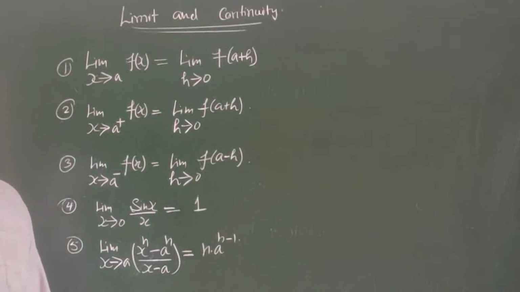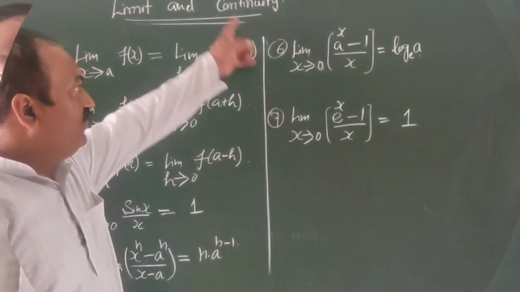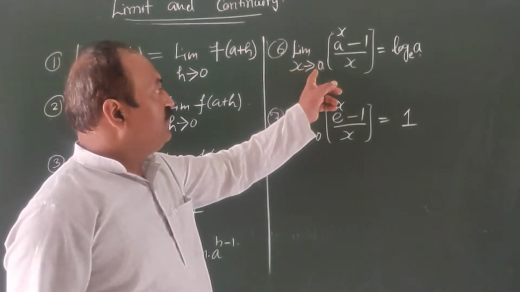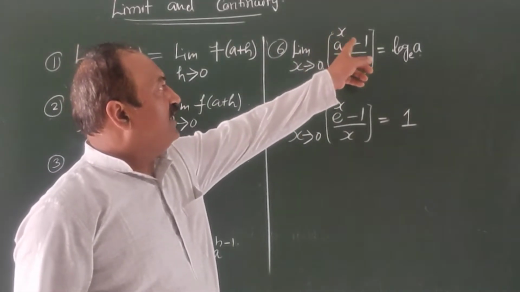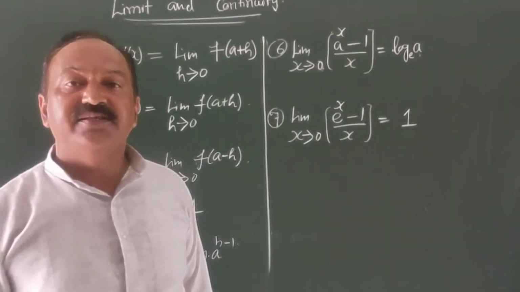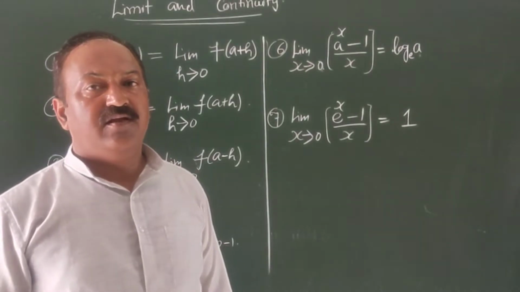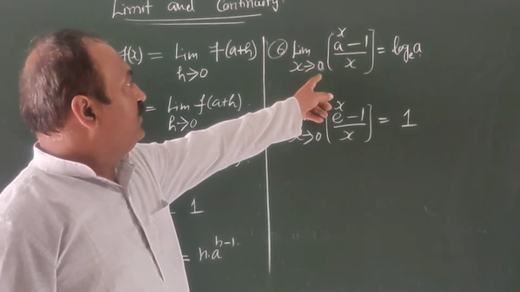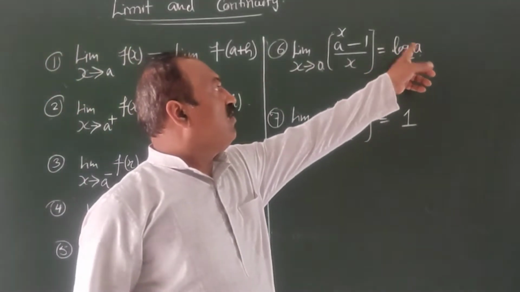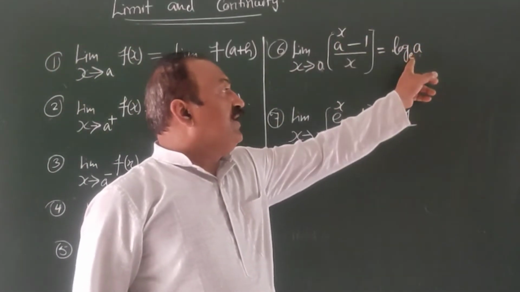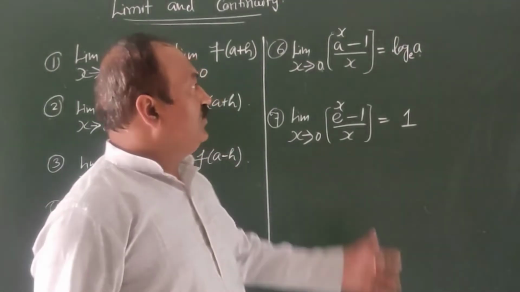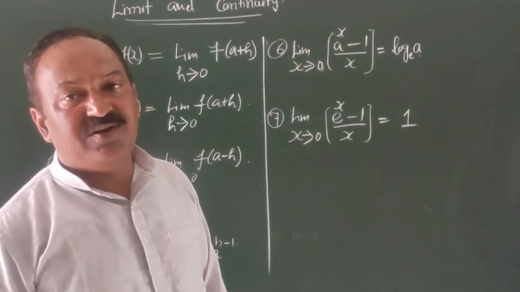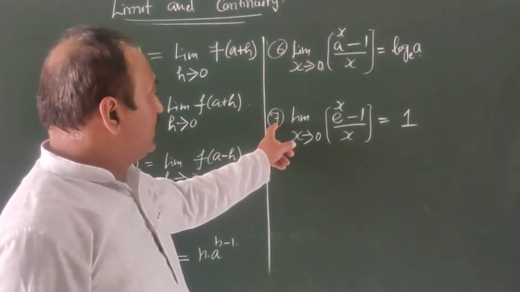So these are the very important formulas for examination. The sixth formula is limit of x approaches to 0 a raised to power x minus 1 upon x, where a is real and positive, hence the limit of this function will be equal to log of a base e. So this is also very important from the application point of view.